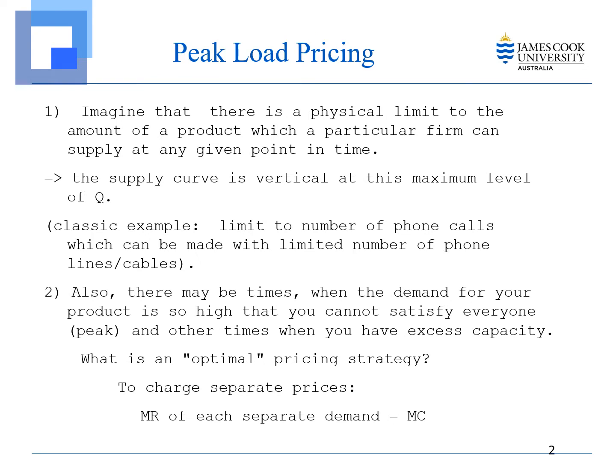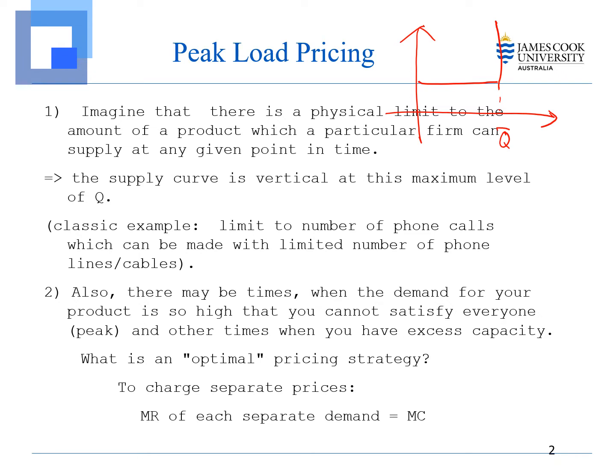Let's look at peak load pricing in more detail. Imagine that there's a physical limit on the amount of product which a particular firm can supply at any given point in time. So the supply curve looks like this. Initially it is horizontal, let's say at the marginal cost. Then when it reaches the limit, called Q upper bar, it becomes vertical. A classical example here is a limit to the number of phone calls which can be made with a limited number of phone lines.